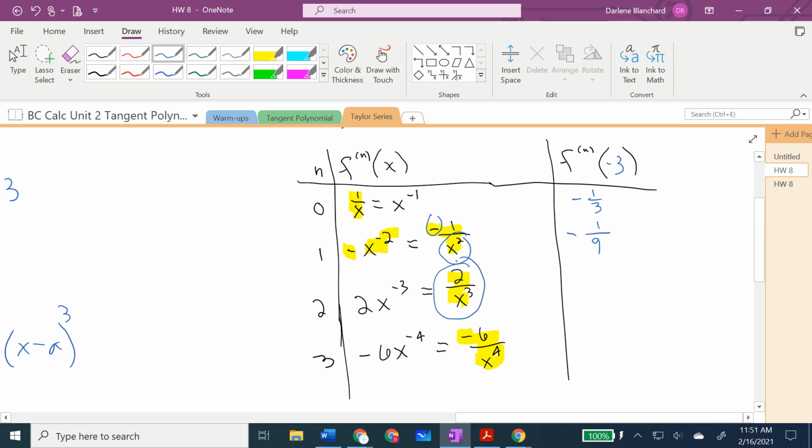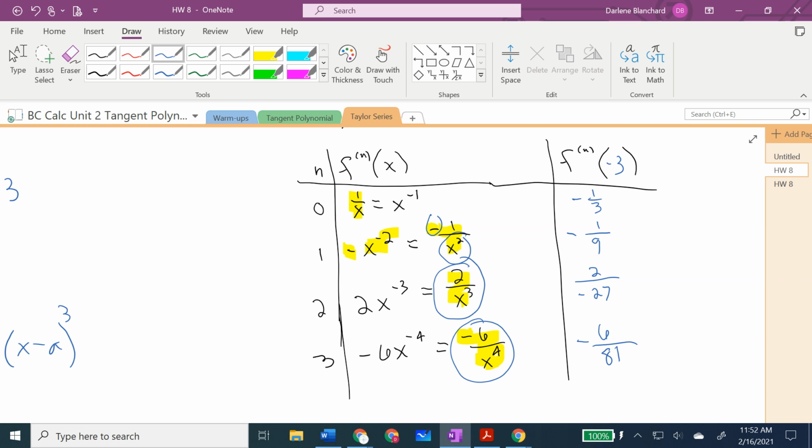Next, I have positive 2 over x cubed. Positive 2 over. When I cube a negative number, the negative stays. And then 3 cubed is 27. And then the next one is negative 6 over x to the fourth. Negative 3 to the fourth power is positive. 3 to the fourth power is 81. And they each keep coming out negative. How cool is that? Was that kind of fun that that happened? And that does happen quite a bit.